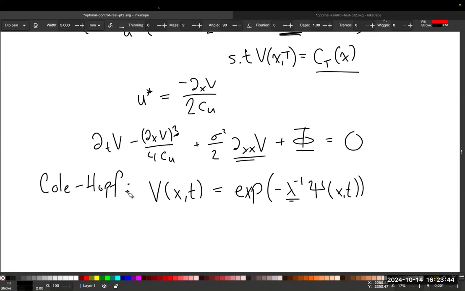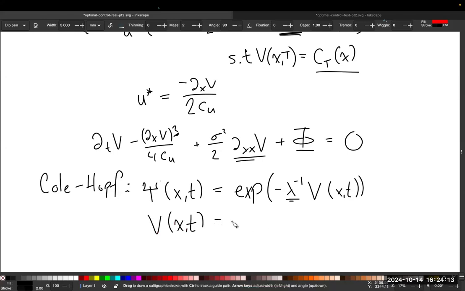Okay. Sorry about that. So I want to switch these two. So yes, I've defined our new psi explicitly in terms of v. And then if I wanted to invert this, to define v, I would just have that v is equal to negative lambda natural log of psi x t. All right. So this is the Cole-Hopf transform.